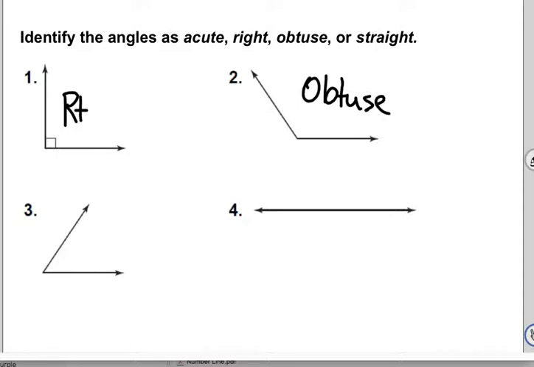The third angle. The third angle is what type of an angle? Lily? Acute. And finally, class, what's the fourth one? Straight.